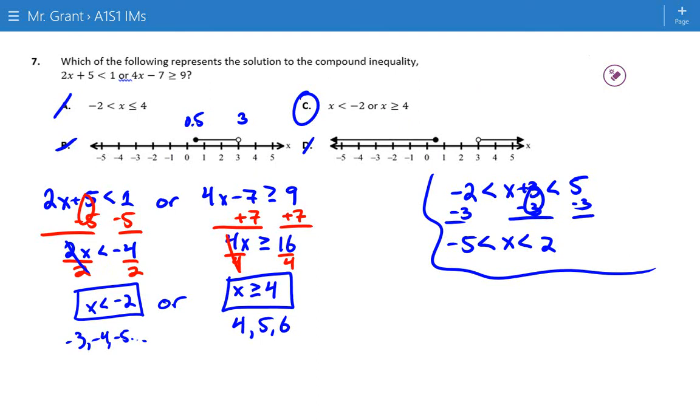If you wanted to guess and check, you could also just pick a number that's less than -2, like -3, and plug it in here. If it works, you're on the right track. Try a number greater than 4, plug it in here. If that works, you're on the right track too.